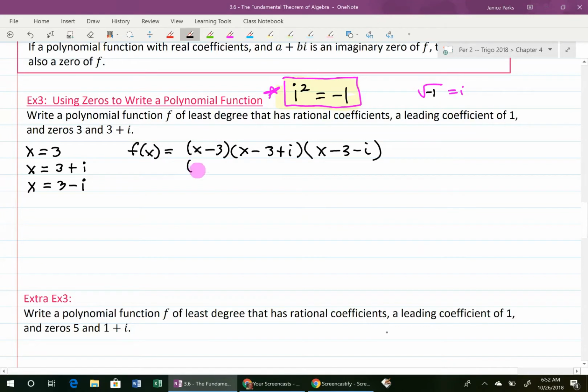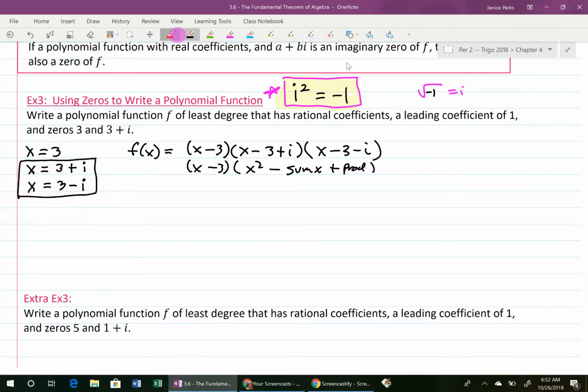Okay, so this is going to be x minus 3. And this part will be just like the other part where we have the x squared minus the sum of x plus the product. So we're going to do the sum and product here. So the sum of these two zeros is going to be 6. The imaginary part will cancel. So this will be x squared minus 6x.